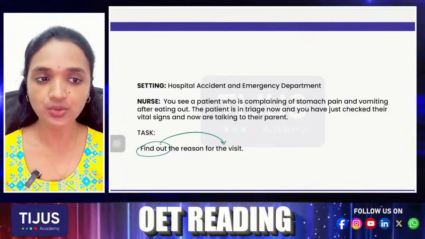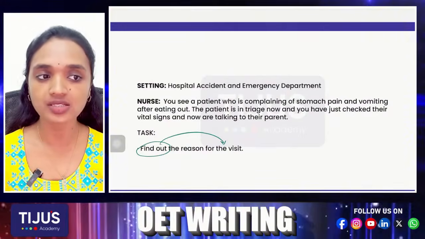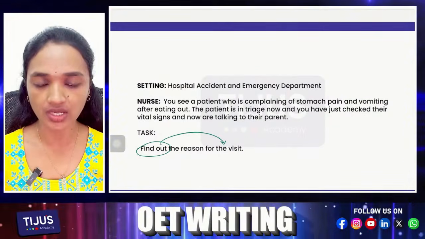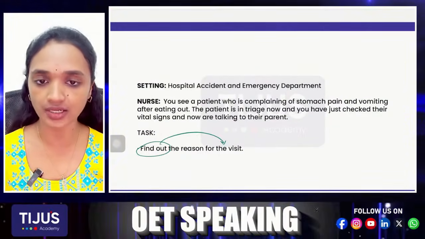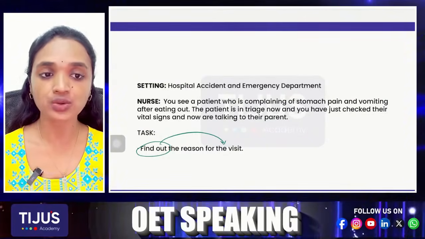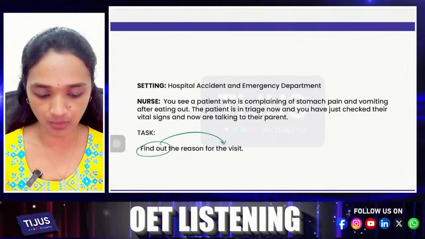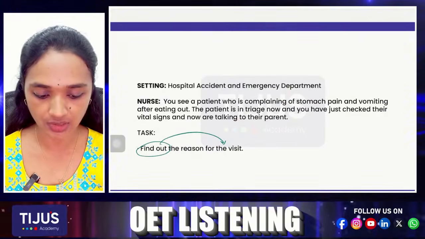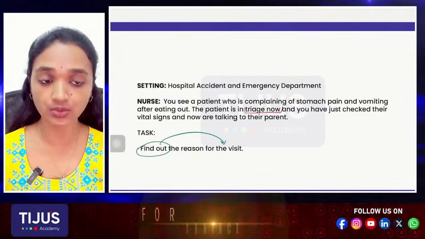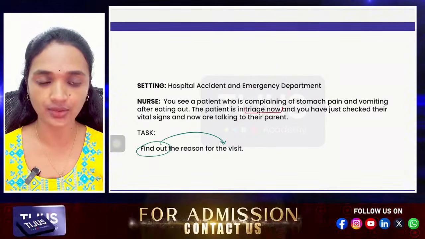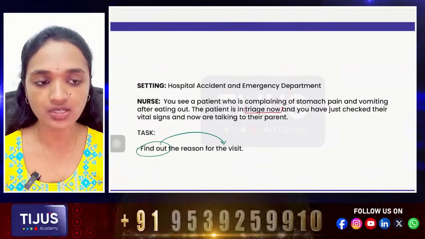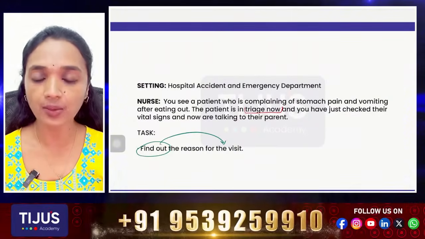You see a patient who is complaining of stomach pain and vomiting after eating out. Here the patient's history has been given. So the patient is in triage now. That is an important piece of information which is given. So the patient is in triage right now. Also, it has been mentioned that you have checked their vital signs.